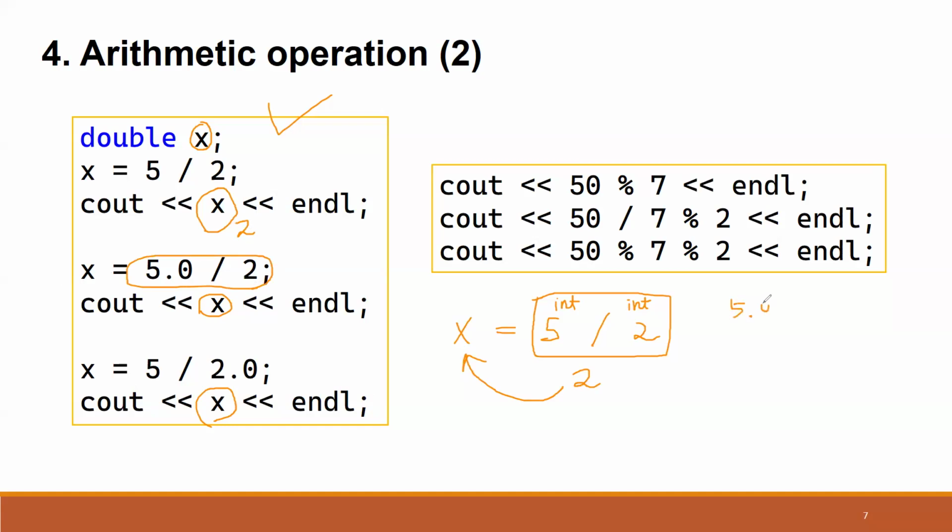However, in this case, 5.0 divided by 2, this is not an integer division, so real division will be obtained. You will get 2.5, and this is the same, 2.5. I think you understand the static cast, right? Static cast is the same thing, it changes the data type. So please check static cast as well. It is in chapter 2.